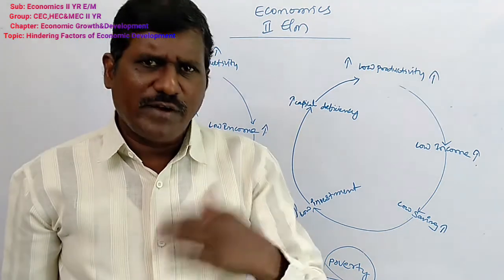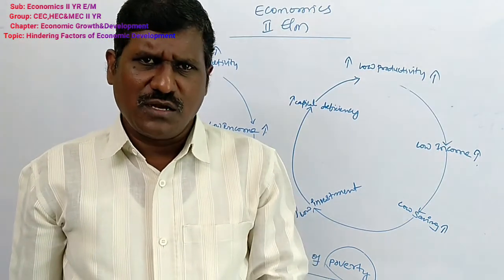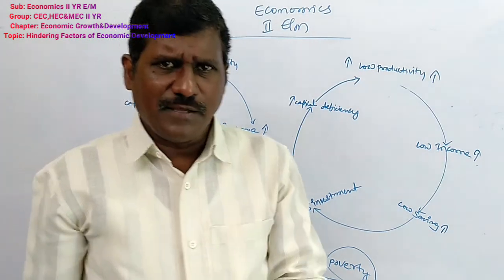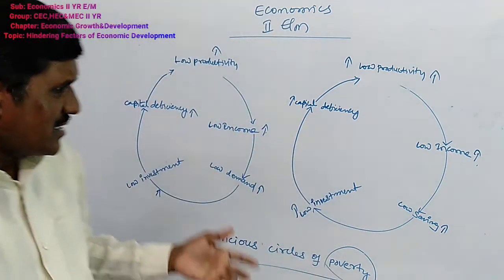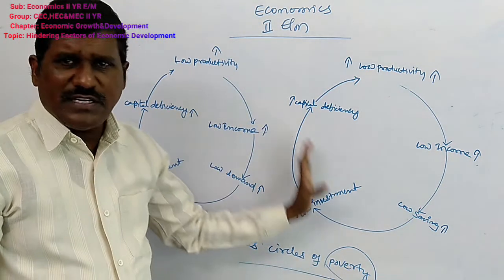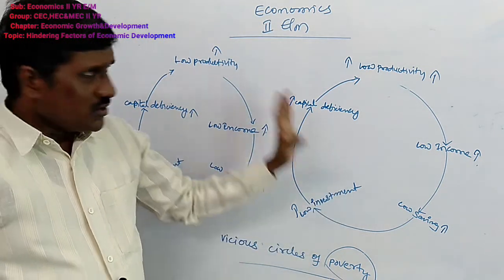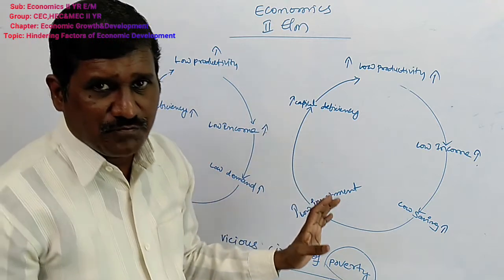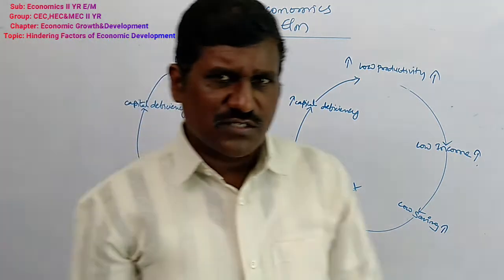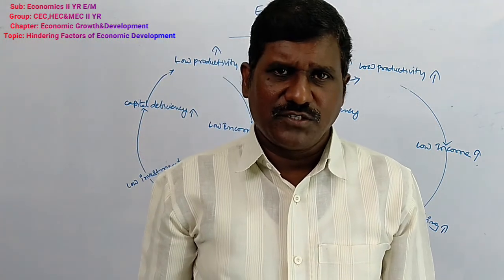So when we provide more and more employment opportunities to the total population of the country, then the level of income increases, and automatically the circle will disappear. Okay, so this is the presentation of the hindering factors of economic development.